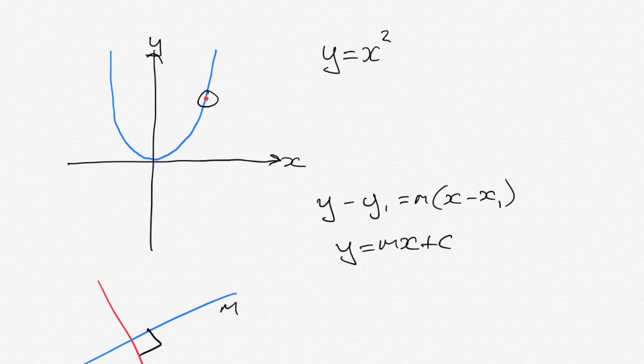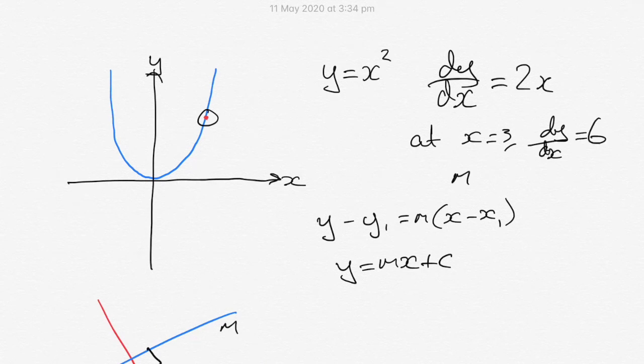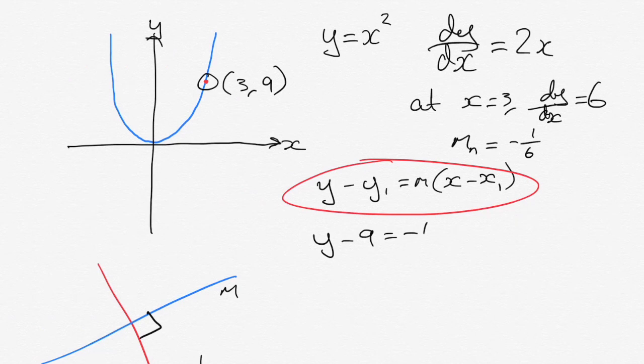So at x equals 3, to find the gradient of the normal, we need to first find the gradient of the tangent. The derivative of x squared is 2x, so at x equals 3, the derivative is 6. Thus, the gradient of the normal, and I'm going to write this as m with a subscript n underneath it, is equal to negative 1 over the derivative of the tangent, which is negative 1 over 6. I'm going to plug that value of m along with x equals 3 and y equals 9 into this equation, and as a result I get y minus 9 equals negative 1/6 of x minus 3.